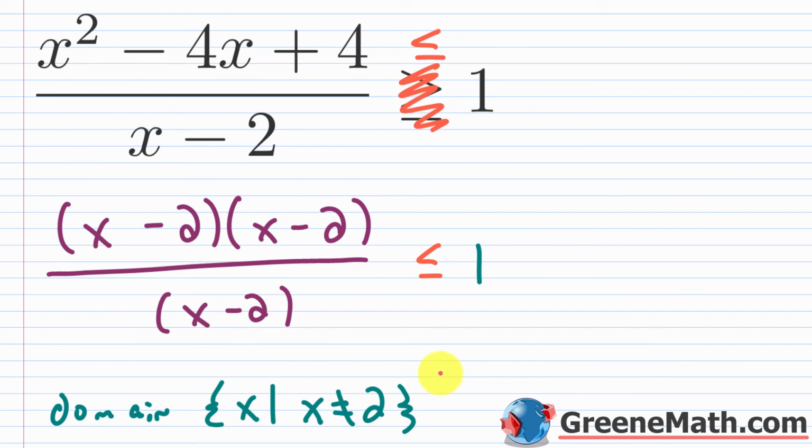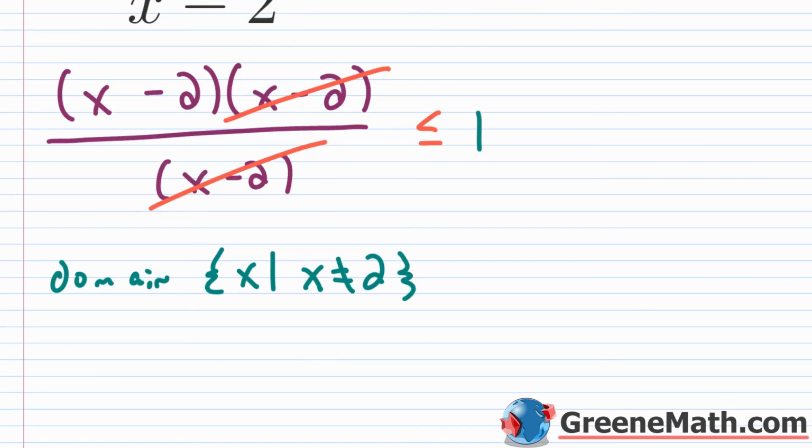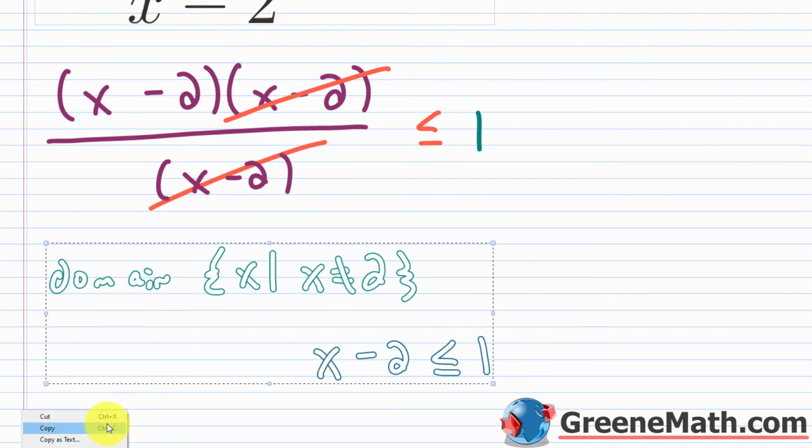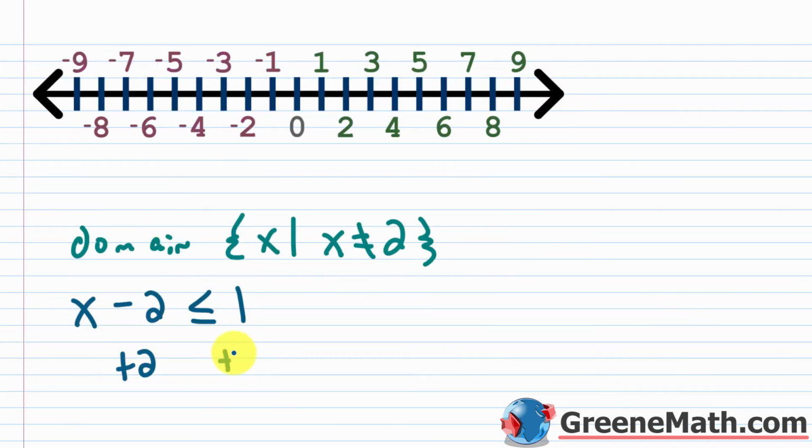The domain is the same. I can cancel this with this just like I did before. But what's going to happen is you're going to have a little bit of an issue. So let's say that now we have x minus 2 is less than or equal to 1. Let's take these to the number line. So if I solve this and I add 2 to both sides, this cancels. And I get x is less than or equal to 3.